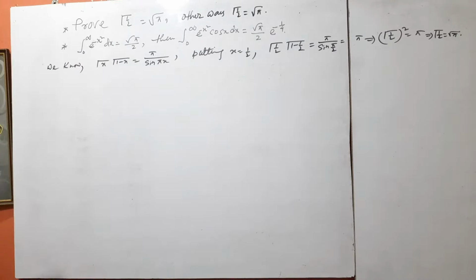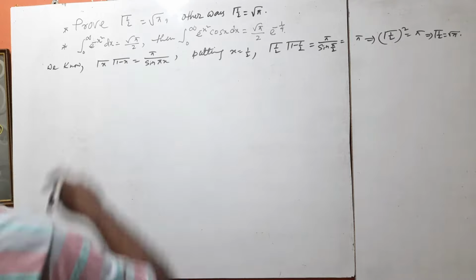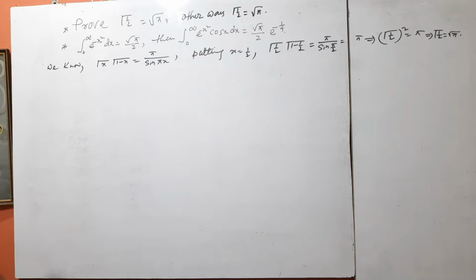Okay, this is the first point: gamma half equal to root pi. And what is the other way of finding the value of gamma half equal to root pi?